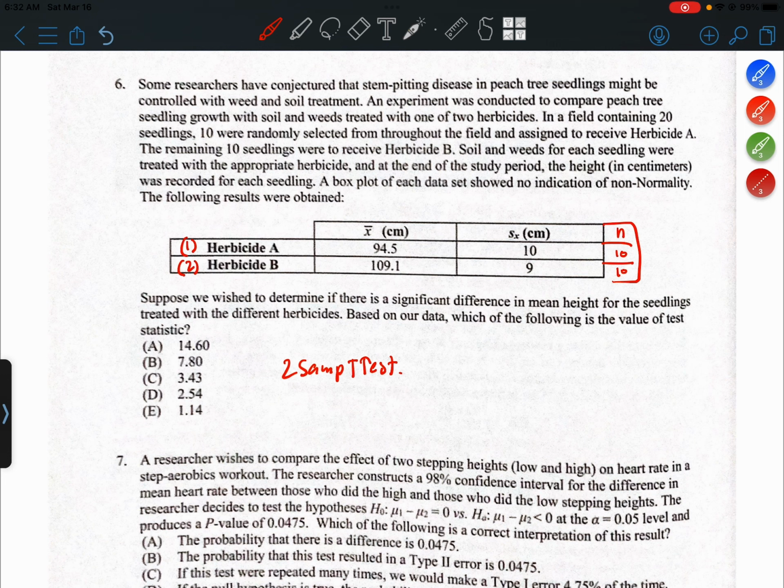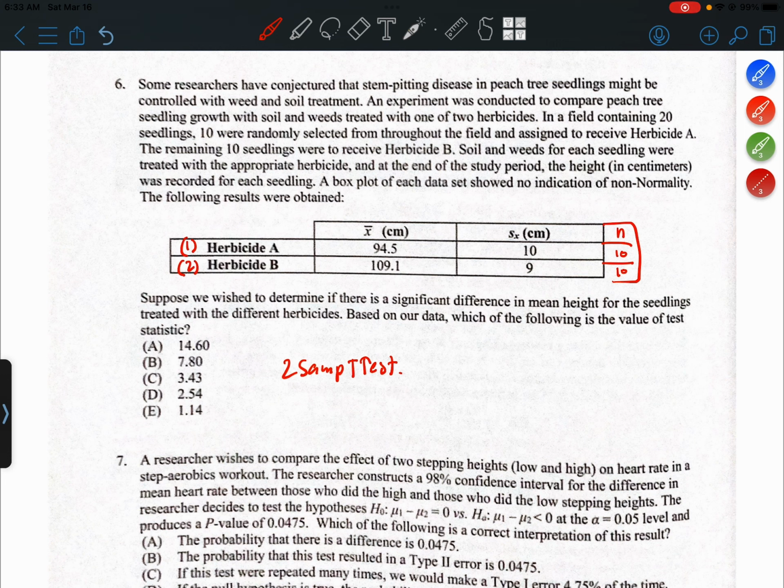To find this function, press stat on your calculator, go to the test menu, and scroll down. Two-sample t-test is option 4 on my screen. It's probably on yours too. For stats, we have x bar 1, 94.5, Sx1, 10, n1, 10, x bar 2, 109.1, Sx2, 9, n2, 10.